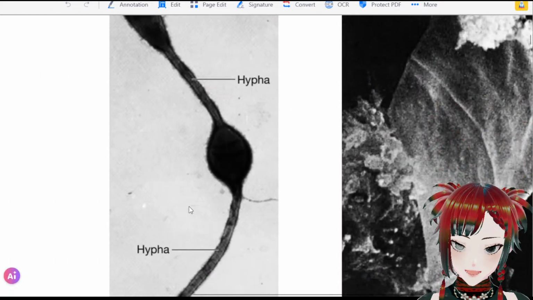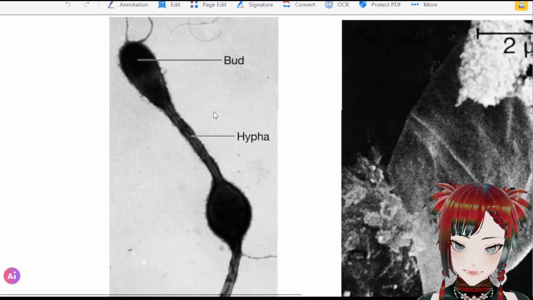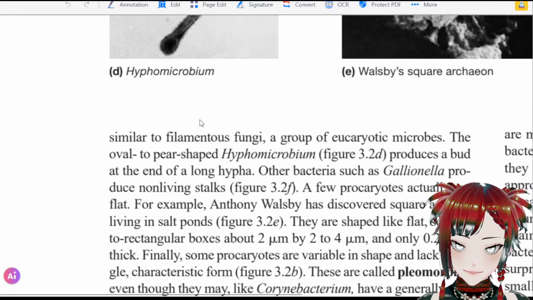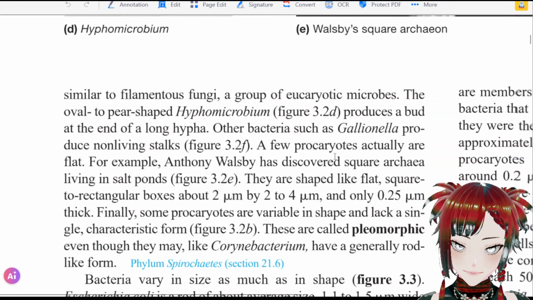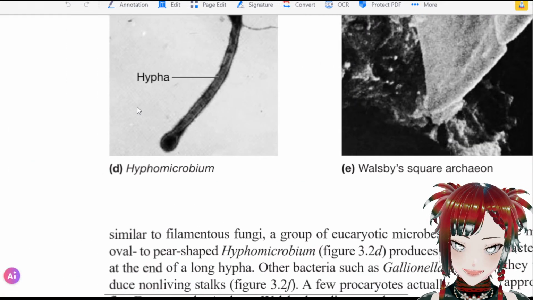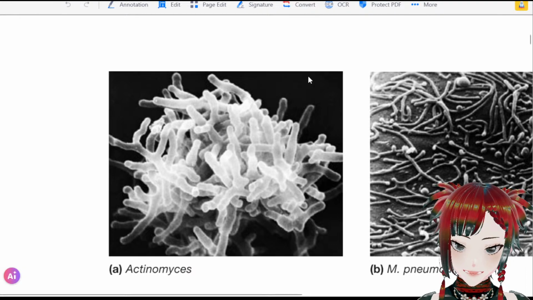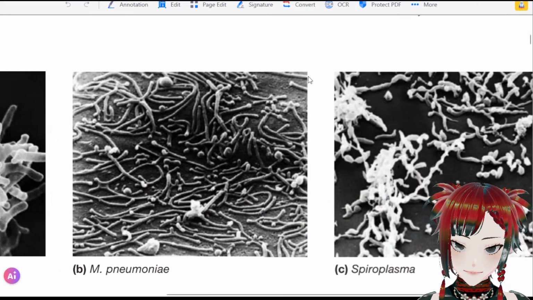Like look at this one. This is a vibrio bacteria. Look at this bud formation and look at this bud formation. It has a complex form. Or maybe this one is also spirillum. Anyway, the spirochetes are in the spiral shape.